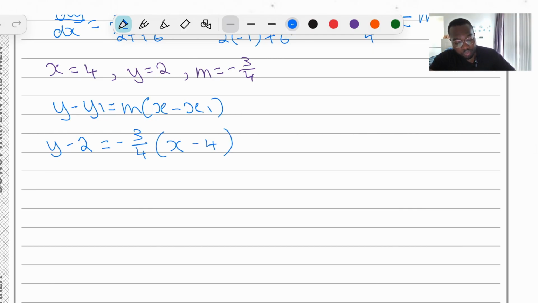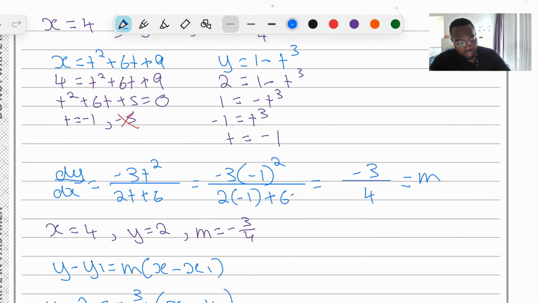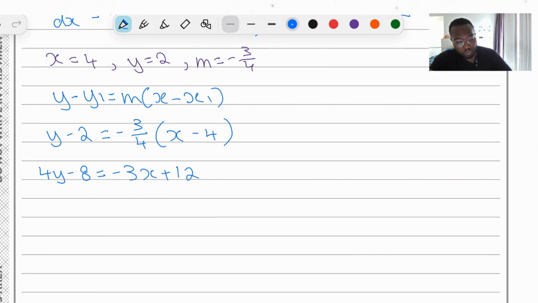Let's times everything by 4 now. So we'll get 4y minus 8 is equal to minus 3(x minus 4). Minus 3 times minus 4 is a positive 12. And then let's bring everything to the right side of the equation. Oh wait, no, what form do they want it in? They want it in the form of, okay, so they want 3x plus 4y equals 20. Therefore, we bring the 8 to the other side, we bring the 3x to the other side. So we are left with 3x plus 4y is equal to 20, like they've asked for.